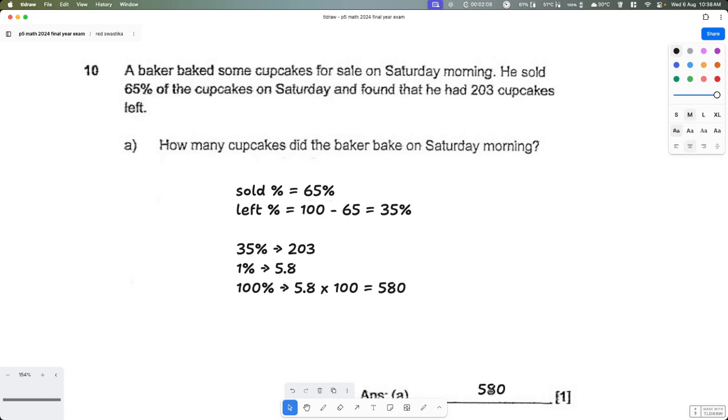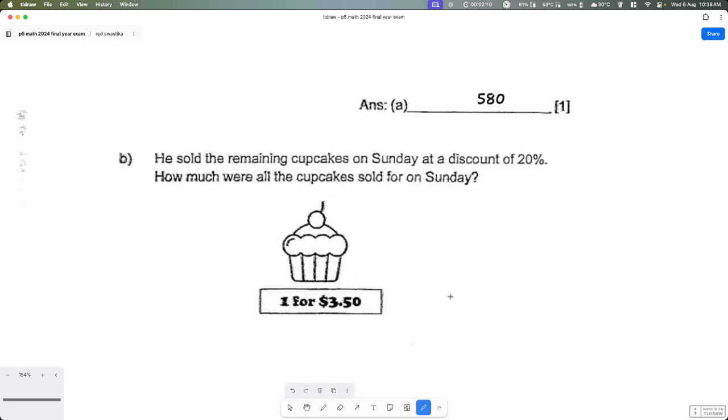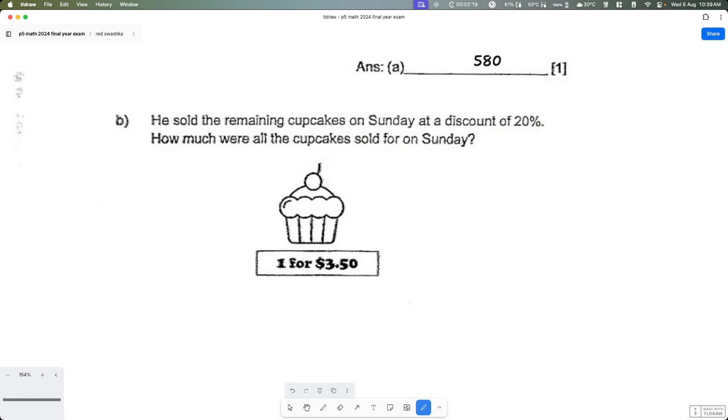All right, let's move on to part B. He sold the remaining cupcakes on Sunday at a discount of 20%. How much were all the cupcakes sold on Sunday?